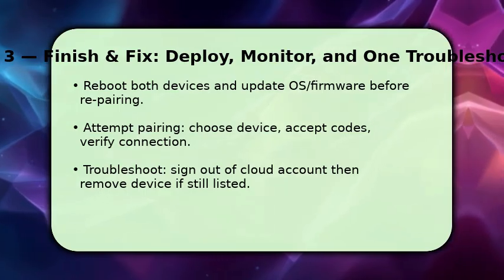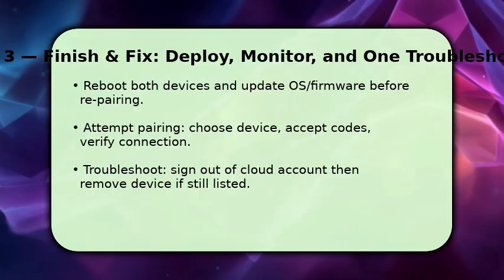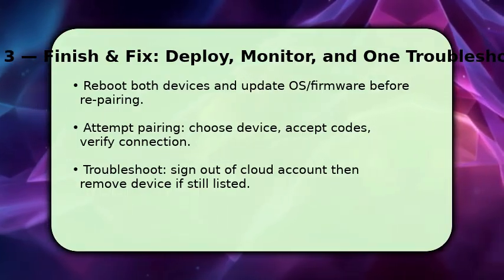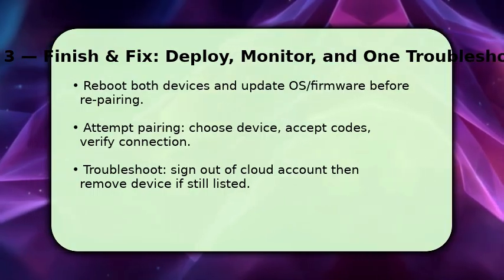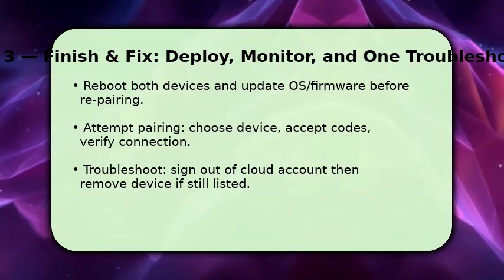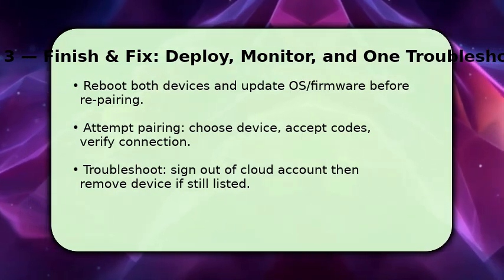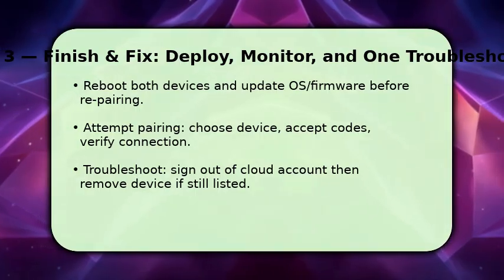Reattempt pairing by selecting the device, confirming PIN or code, and watching for a successful connection. If the old entry still shows up, sign out of your cloud account on the phone, remove the device from account device lists, then sign back in. This severs Cloud Sync restoration. If all else fails, perform a factory reset on the accessory as a last resort.